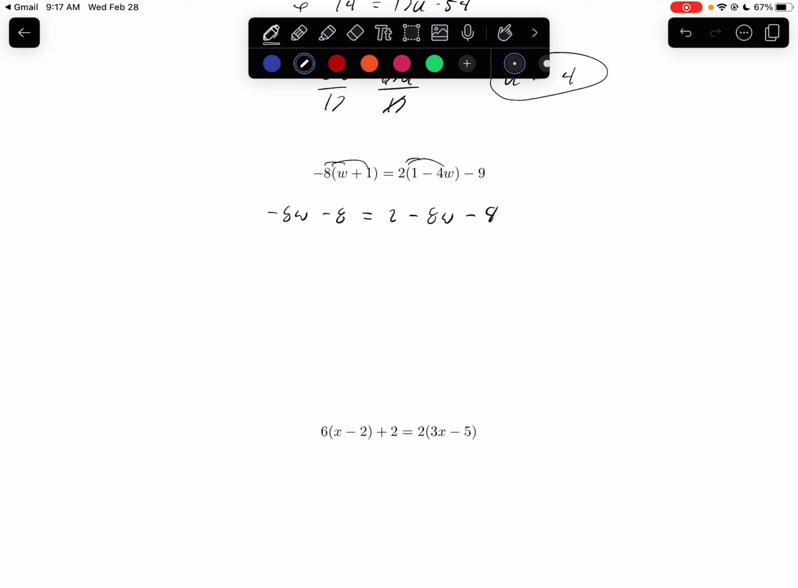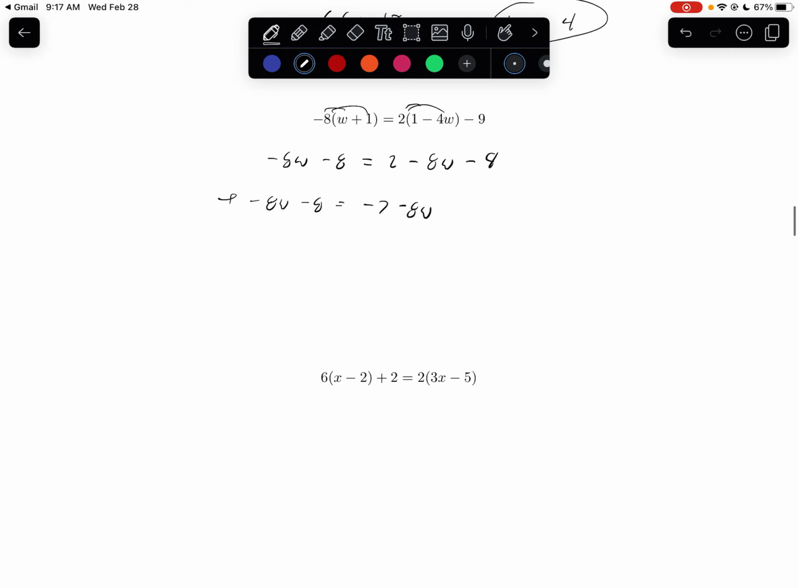So the left-hand side is combined as much as we can, but the 2 and the negative 9, so 2 minus 9, that's negative 7. So this is going to become negative 8w minus 8 is equal to negative 7 minus 8w. So what we can do is, since we want to isolate w by itself, let's add 8w to both sides. Okay, so this will cancel. And also, negative 8w plus 8w over here, this will also cancel. And so what we're left with is negative 8 is equal to negative 7.